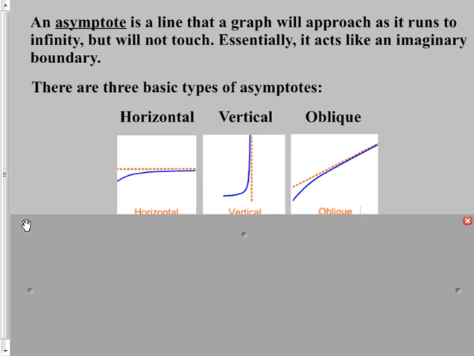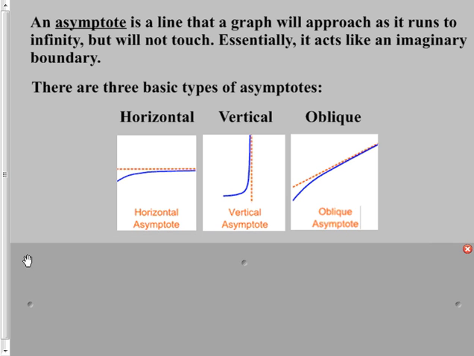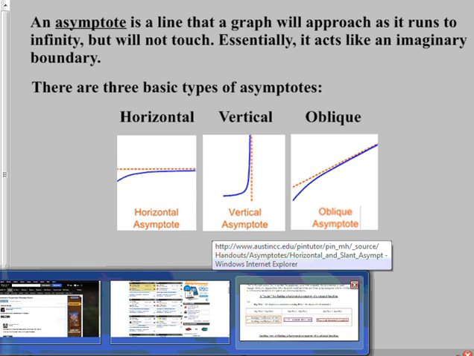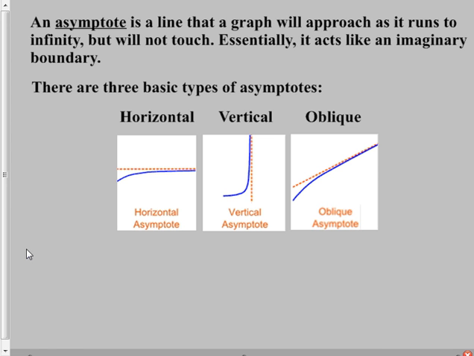So here are some basic diagrams that show you kind of what horizontal asymptotes and oblique asymptotes and vertical asymptotes will look like in a graph. Basically, the idea is that the graph is doing whatever it is that the graph is doing, but then as numbers become larger and larger and graphs try to run to negative infinity or positive infinity, they approach a particular boundary line, but they never actually reach it.